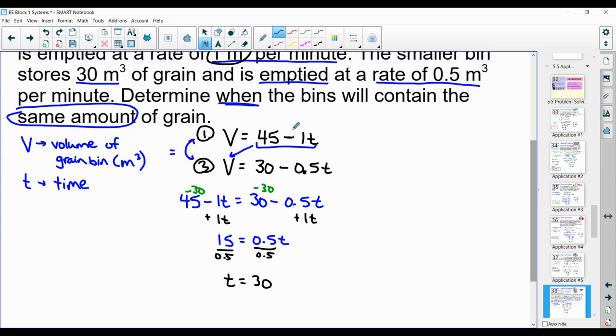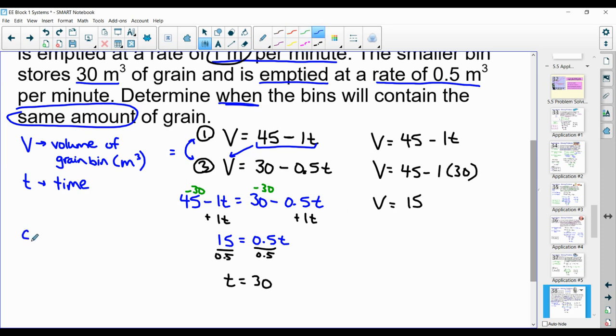It doesn't matter now which equation I sub into, but actually at this point I would be done, but if I wanted to go through and check my answer, I could plug that in. So I'm going to use the first one here, 45 minus 1t. Again, this is a step I'm using just to verify my answers. 45 minus 1 times 30. V would be 45 minus 30 is 15. So my volume is 15, my time is 30. And so the question is just saying, when will the bins contain the same amount?